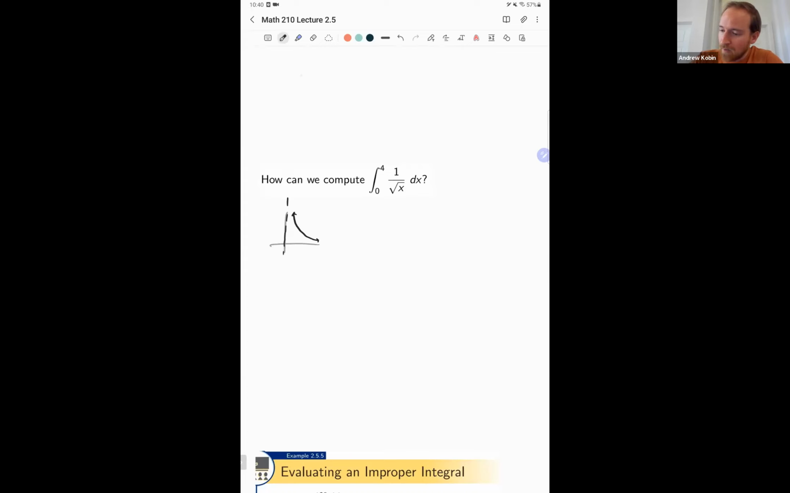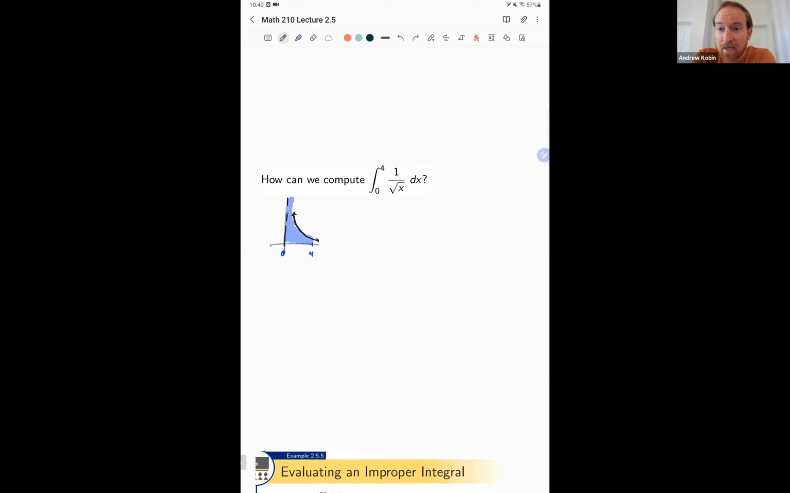So in fact, the area that we want to find from 0 to, maybe I'll put 4 over here, is really an infinite region. It's going all the way up the axis here and stopping at 4. How do we make sense of this? And if we can find a finite value for this blue area I've shaded, then we'll call that the value of this improper integral.